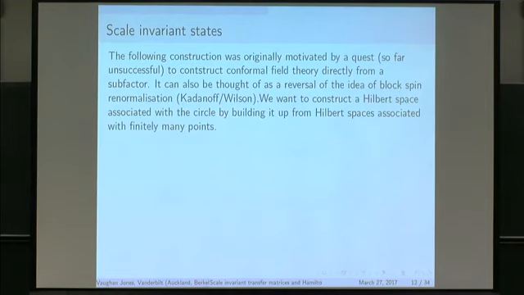So what we want to do in order to get conformal field theory from the subfactor is build up a Hilbert space associated with a circle from Hilbert spaces associated with finitely many points. You see, subfactors give you Hilbert spaces associated with finitely many points on a circle. And conformal field theory, at least the chiral part of it, says you've got to have a Hilbert space associated to the circle.